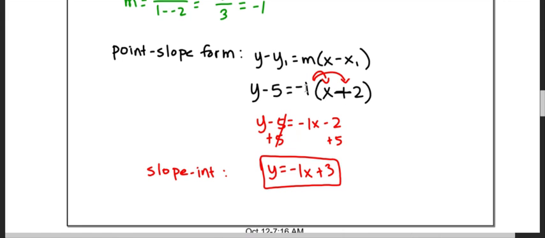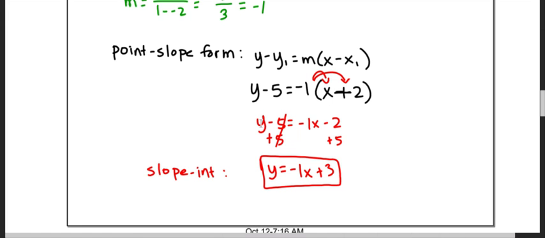Our next step, we need to take the negative 1 and distribute into the parentheses. So we multiply negative 1 times x and negative 1 times positive 2. That'll give us, on the right side of the equal sign, negative 1x minus 2. And on the left side, we still have y minus 5.